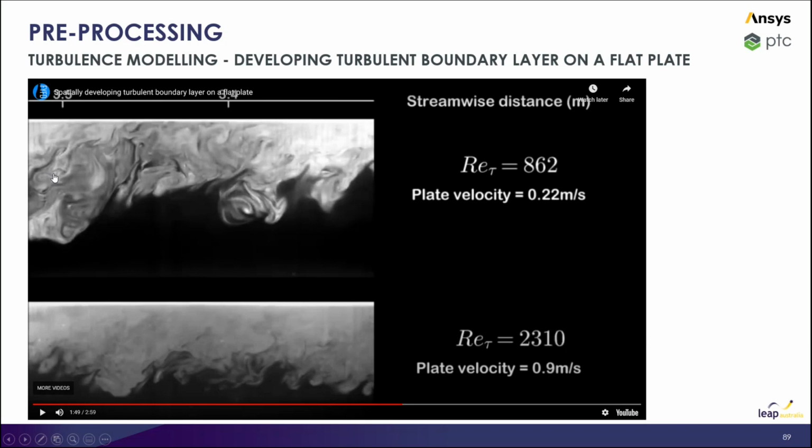Okay, and then what happens in a turbulent flow field is you have these eddies that dissipate into smaller and smaller eddies. So you have the biggest eddies in the flow and they break down into smaller and smaller eddies. And that's basically the way turbulent flow works.